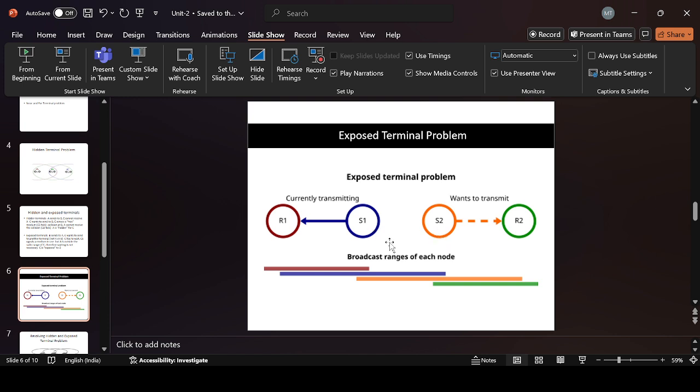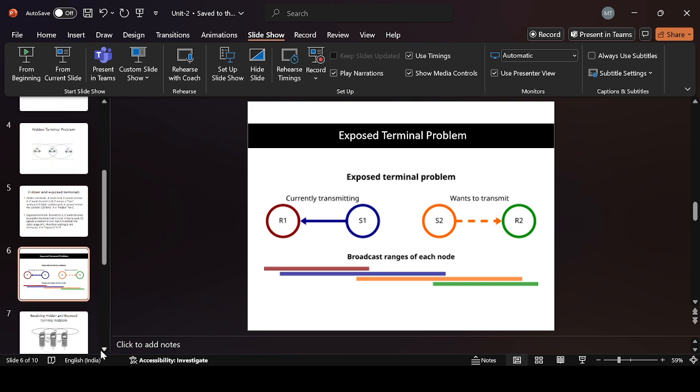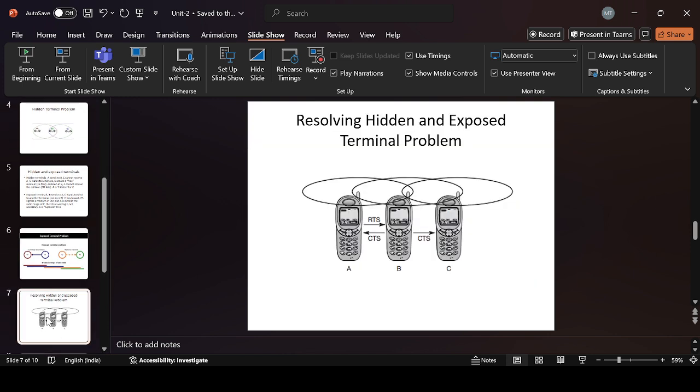Now you say that S2 is an exposed terminal to S1. So these two problems are the reason why CSMA/CD does not work in a wireless scenario. Now we'll see how to rectify the hidden and exposed terminal problems. These problems are rectified using two signals.